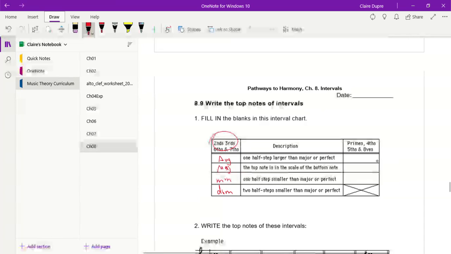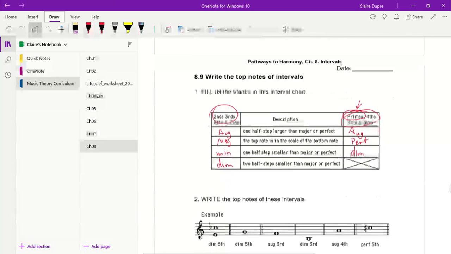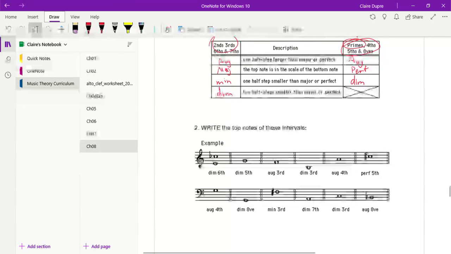Now if it's still on the same scale, on this side for primes, fourths, fifths, and octaves, I think primes is unison. I'm not used to seeing it like that, but unison. That means it's just the same note, same octave, everything. Half step larger, augmented, half step smaller, diminished. Okay. I'm going to do the same thing here. I'm going to do one for treble clef, one for bass.